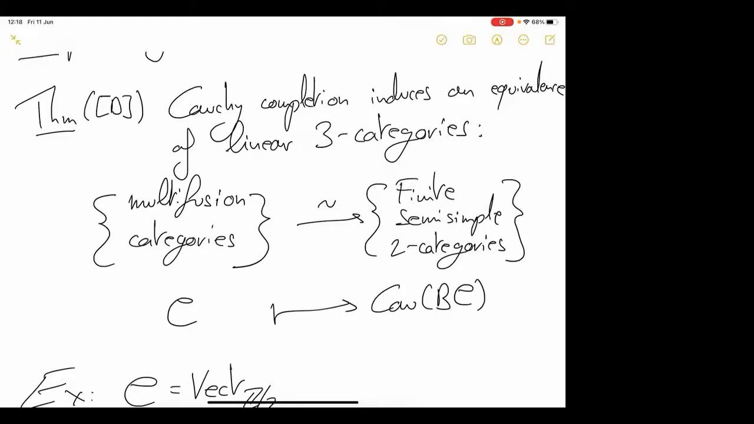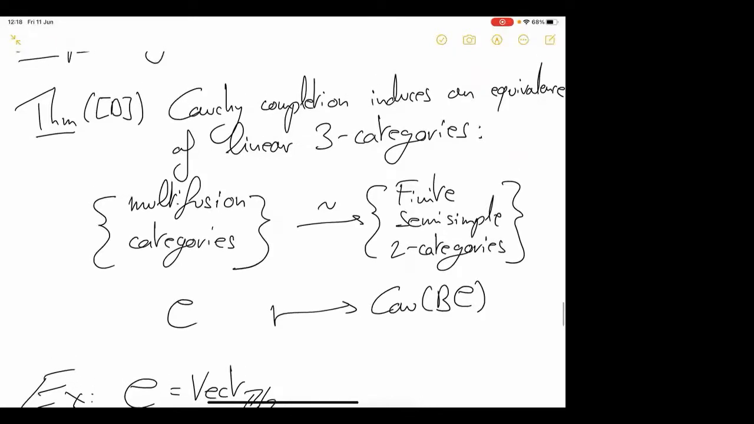Just know that there is a way to intrinsically define for linear two categories what it means to be finite semisimple, but I just didn't want to give another definition on top of everything else. And the way this equivalence goes is that you just take your favorite multifusion category, and because it is monoidal, you can view it as a one object two category, and then I just take this Cauchy completion operation, and you end up with something that I want to call a finite semisimple two category.